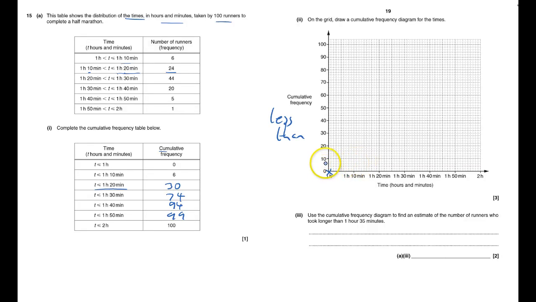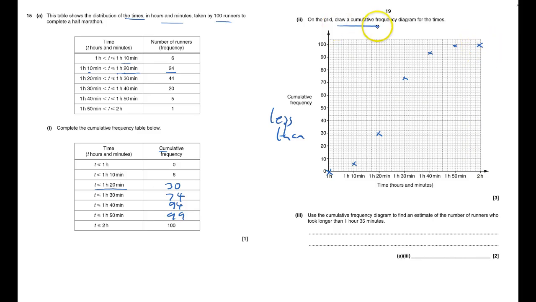Always check the scale. 5 little squares represents 2, so there represents 10, so each little one is 2. So 1 hour 10, that's got to be 6. And 1 hour 20, it's got to be 30, that's easy, it's dead on the line. 1 hour 30 is 74, so go up to 70, and then go up 2 more little squares. 1:40 is 94, so 90 up 2 little squares. The last one, 1:50 is 99, so just half a square from the top. And finally, 2 hours is 100.